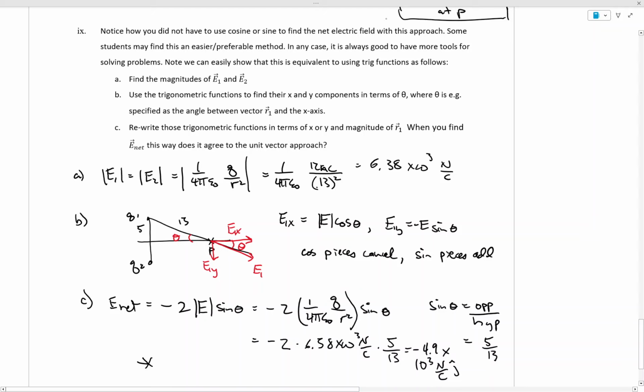Moral of the story with this is, as it should be, the same result that we got with the unit vector approach, but using trig functions. I don't care what approach you use. I just want you to have as many tools at your disposal as possible, and so that's why I'm showing you this both ways. So hopefully this is helpful as you're working on learning how to add electric field vectors.